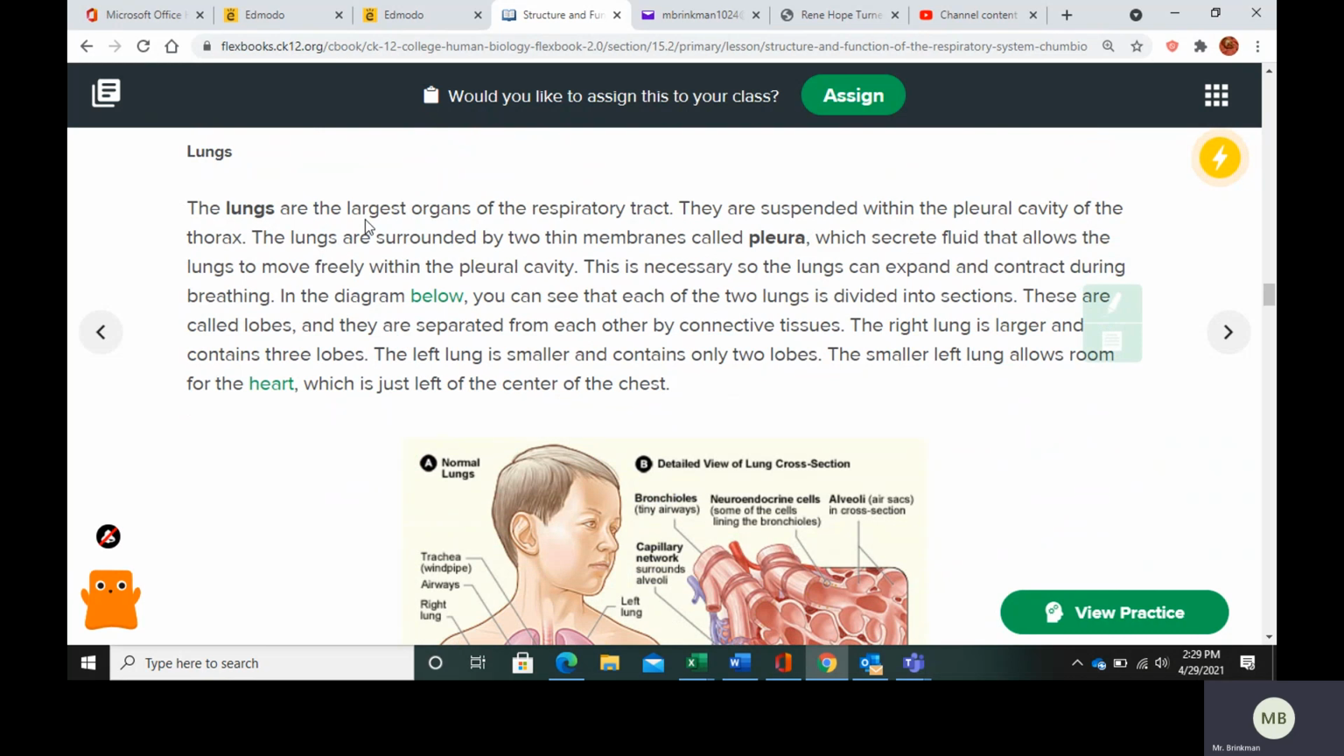The lungs are the largest organs of the respiratory tract. They are found in the pleural cavity of your chest. The lungs are surrounded by two thin membranes called pleura.